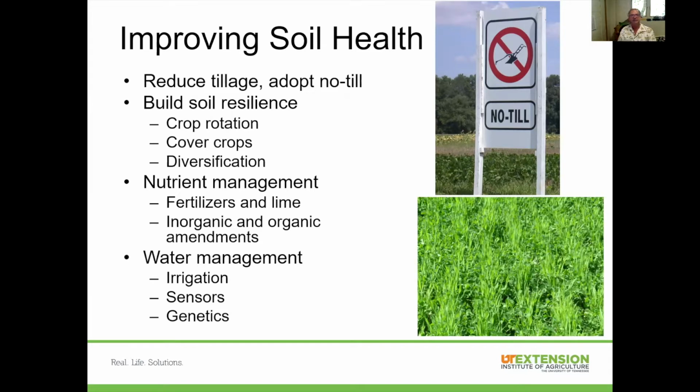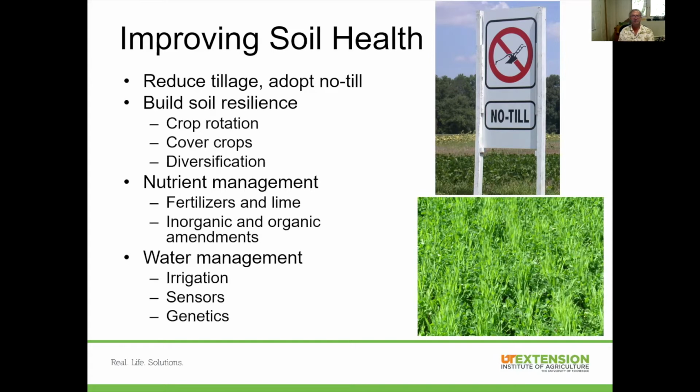So let's look at some of the things that we're going to be talking about today. Methods of improving soil health through reduced tillage, through the adoption of no-till. We're obviously here at the Milan No-Till Virtual Field Day this year. We've been doing no-till at Milan since 1981, so we've got quite a bit of experience. We are learning there are some other practices in addition to just no-till that we can do to help build soil resilience, including the use of cover crops, and diversifying both the cover crops and the crop rotations.